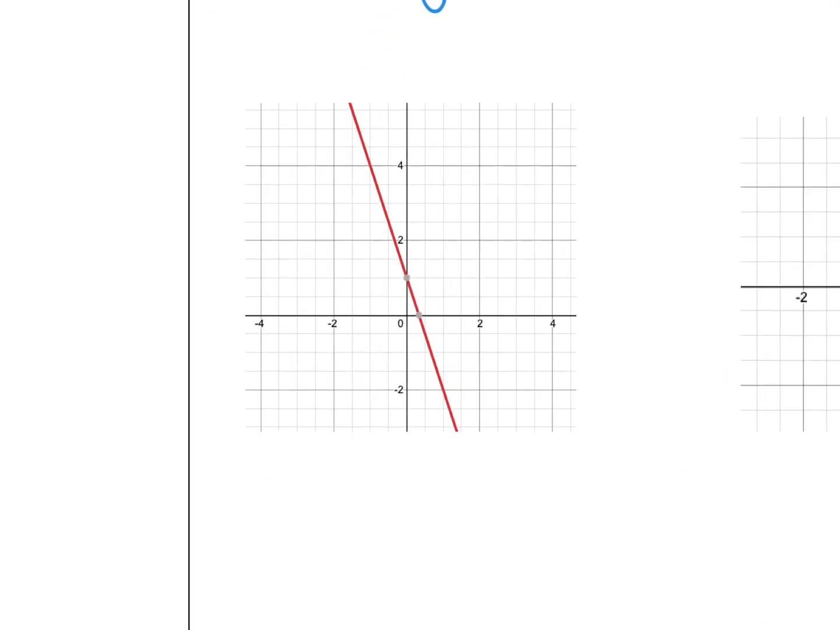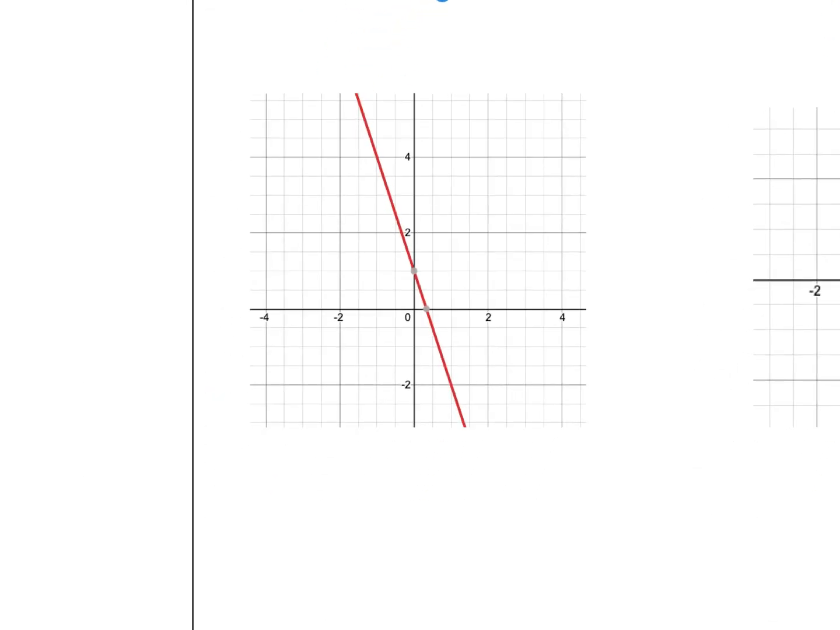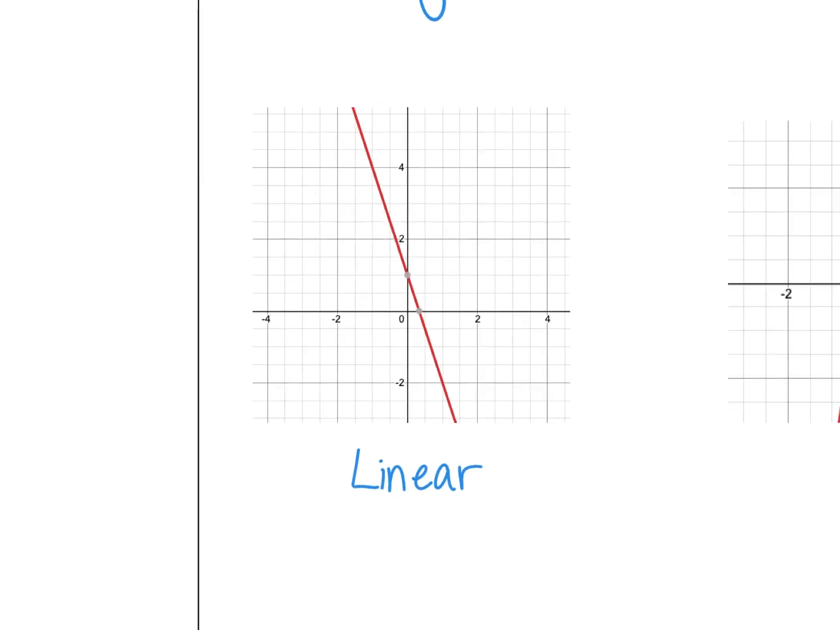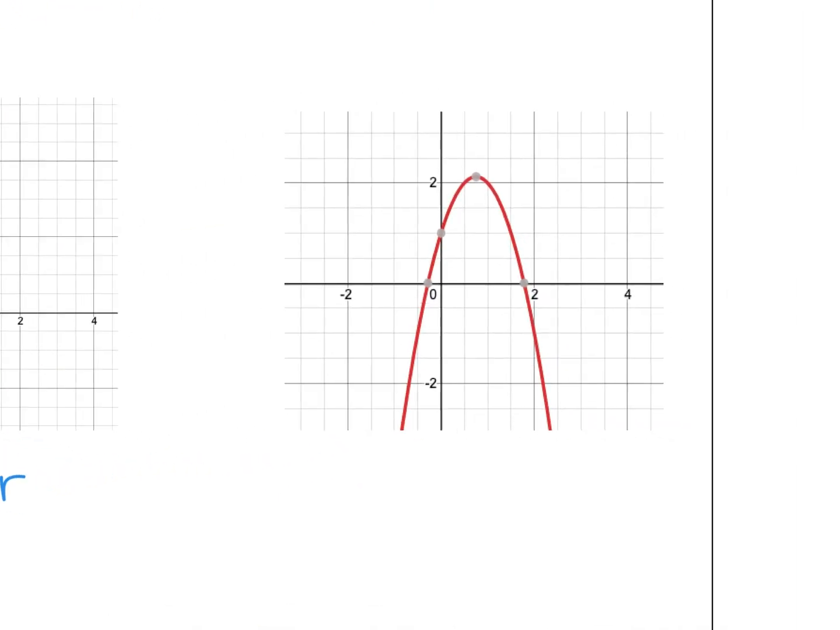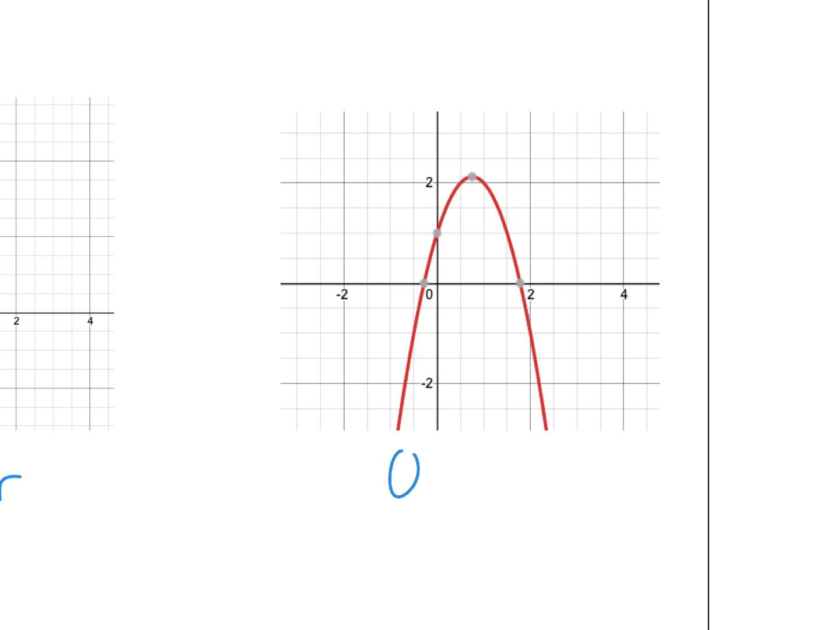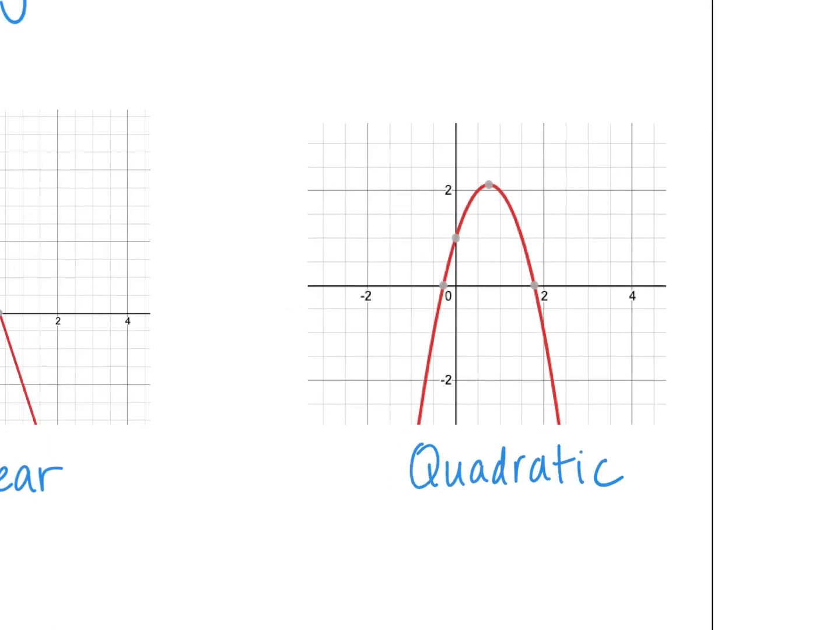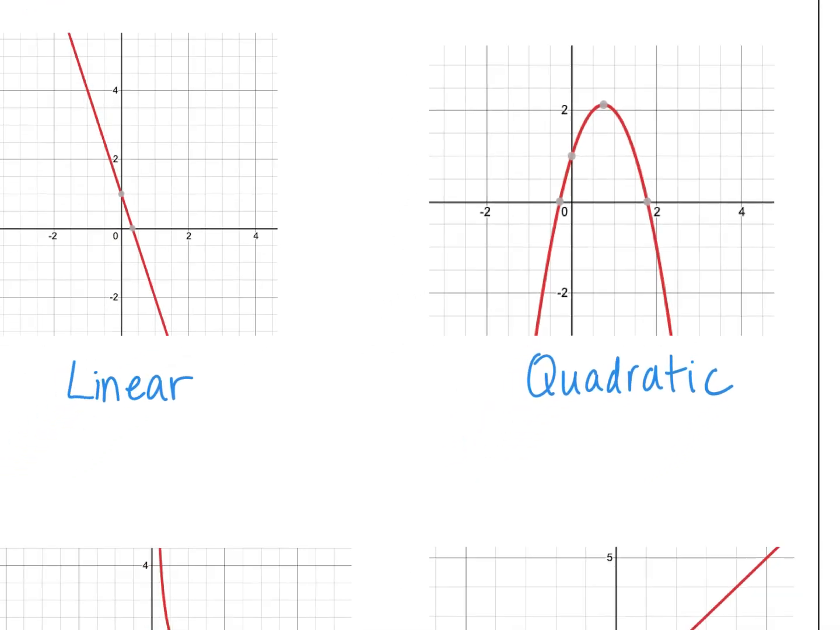Okay. Miranda, what'd you get for this one? Linear. Good deal. Straight line with some negative slope. We love to see it. Okay. Jack, did you get this one? Quadratic. Good deal. Upside down U shape. Okay.